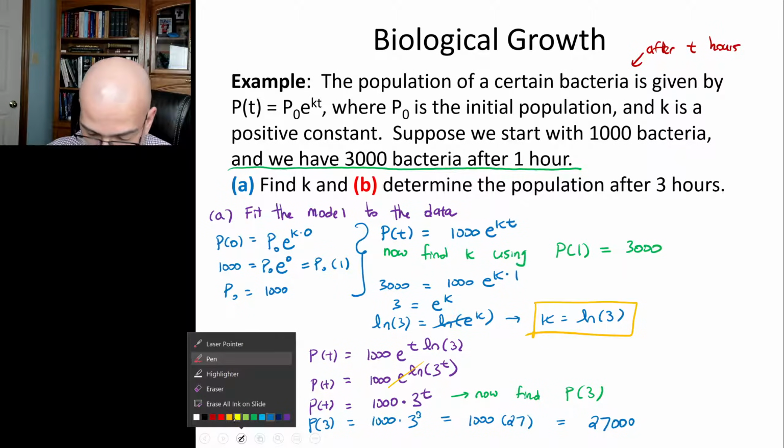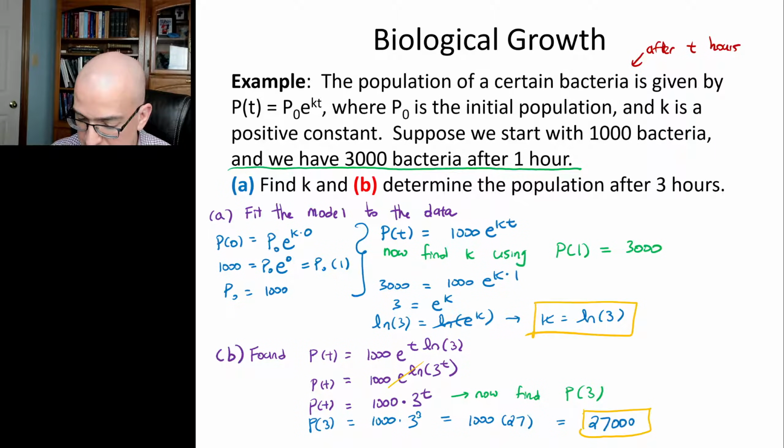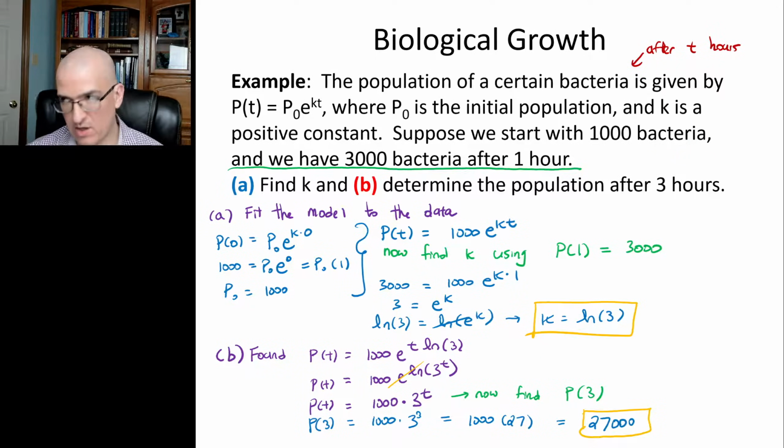Let's break this down. Think of what this means. We started with 1,000 bacteria. After 1 hour, we had 3,000 bacteria. So that means in 1 hour, it tripled. Growth models like this have a constant doubling time, or constant tripling time. It's telling us that it triples every hour.